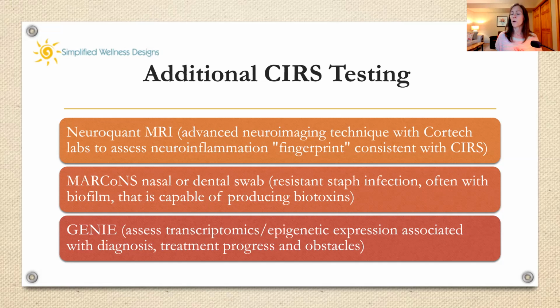And the NeuroQuant MRI is often also covered by insurance. Out of pocket, it might cost about $500 if you have your physician give you a script and help you find an appropriate place to do it.